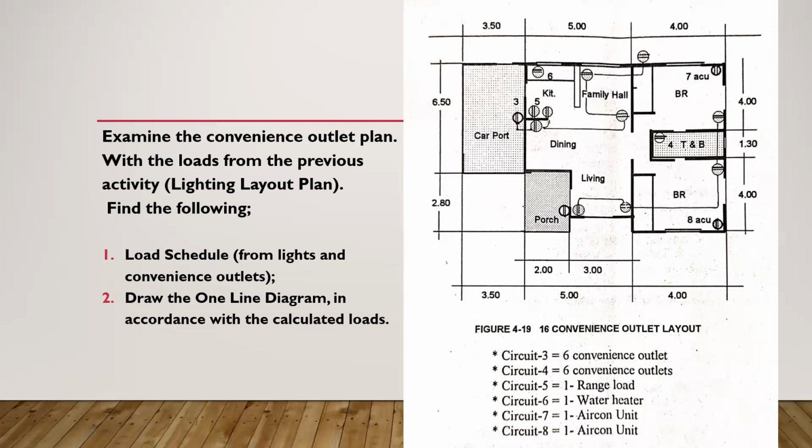So here, sa ating problem, we have the condition. Sa circuit number 3 and 4, we have 6 convenience outlets each. Circuit number 5, 1 range load. Kumbaga yung stove niya, electric stove. Now, circuit number 6, isang water heater. Circuit number 7 and 8, tig-iisang aircon unit. So we will proceed to the computation or solutions.